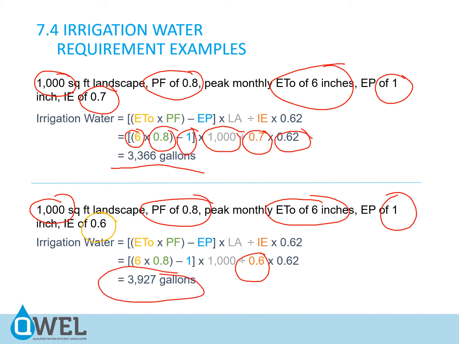The result is 3,927 gallons of water used instead of the earlier number of 3,366. So you can see the efficiency changed by just 10%, and it caused an increase of almost 600 gallons per year. So by making some changes in your irrigation system and trying to make system improvements, you can cut back on your water use.